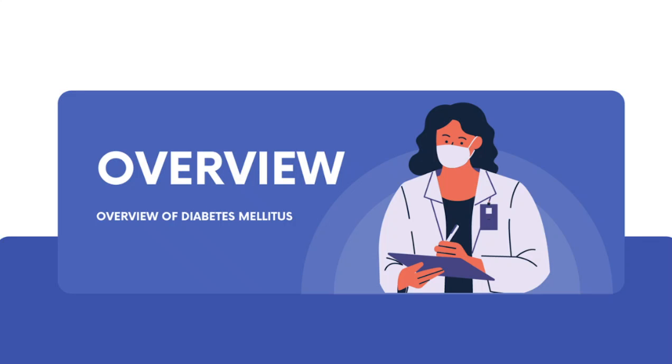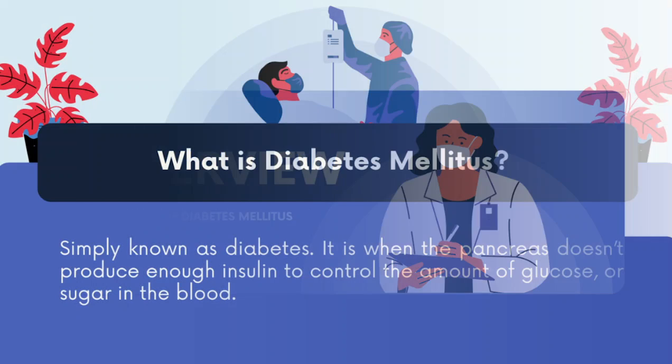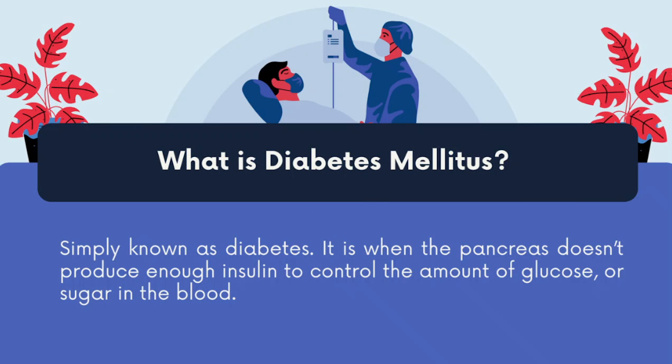For diabetes mellitus, next slide. It is simply known as diabetes, and it is when the pancreas doesn't produce enough insulin to control the amount of glucose or sugar in the blood. It happens when your body isn't able to take up sugars into cells and use it for energy, resulting in a buildup of extra sugar in your bloodstream.